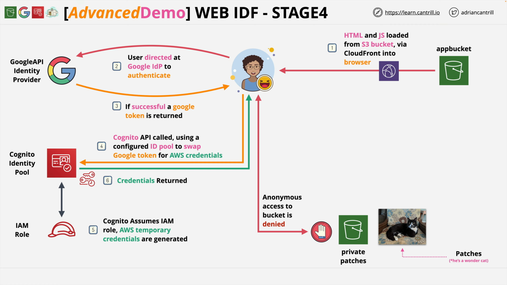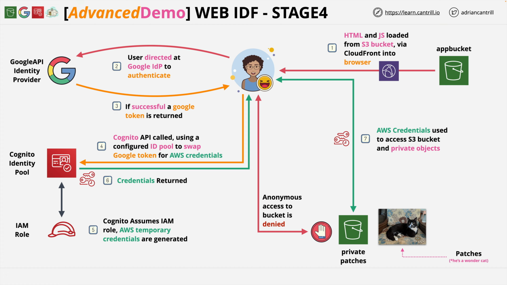So we're going to edit the HTML and the JavaScript so that they're able to interact with the Google Identity Provider, the Cognito Identity Pool, and then finally use those temporary credentials to interact with the private patches bucket. Once this stage is over, you're going to have a fully functional web application which uses Web Identity Federation. Now let's get started configuring this, and to do that we need to move across to the AWS console.